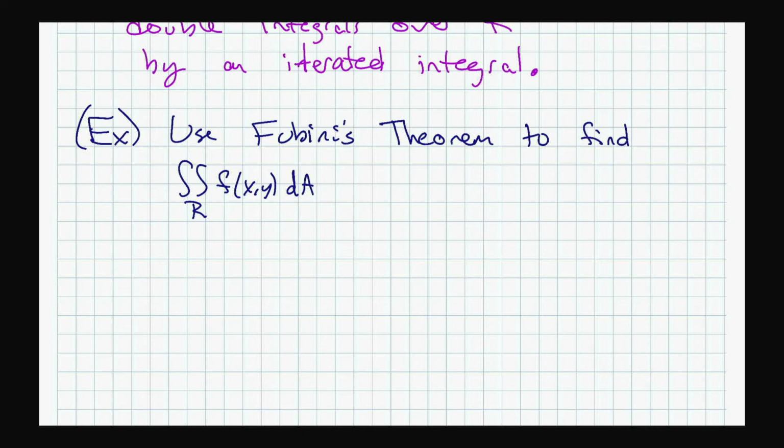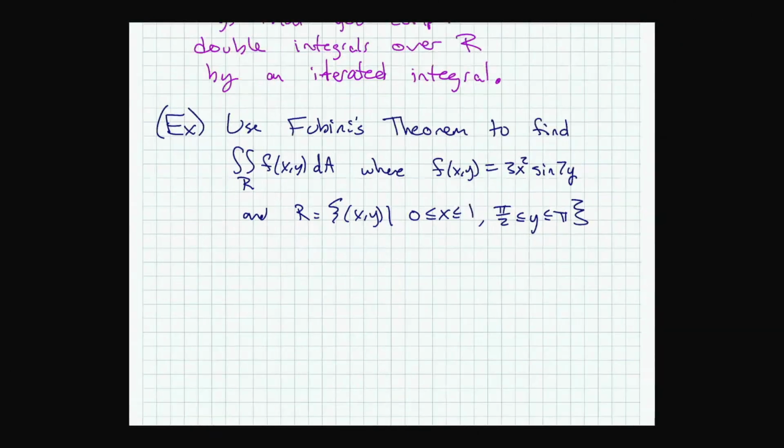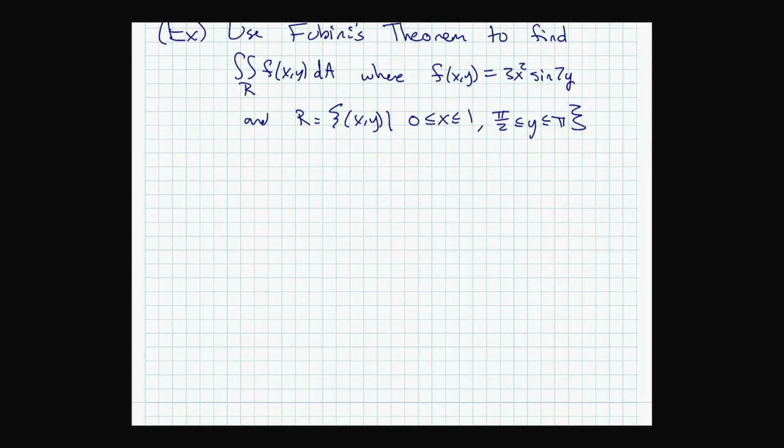All right, so use Fubini's theorem to find that double integral where f of x, y equals 3x squared sine 7y, and R equals, in this notation, (x, y) such that x is between 0 and 1, and y is between pi over 2 and pi. Okay, so how would you do that? Must be impossible. No, it's going to be just fine. You'll see. It's super easy, if you can do basic integrals.